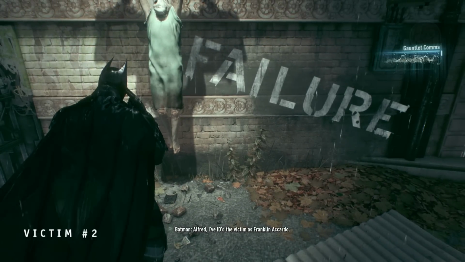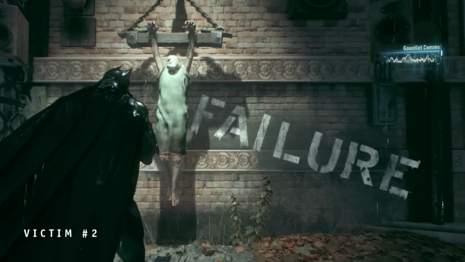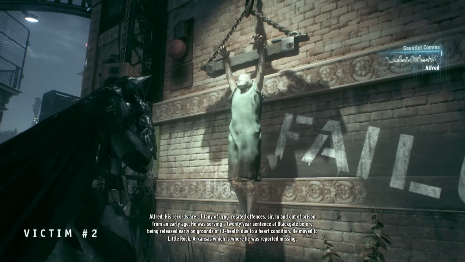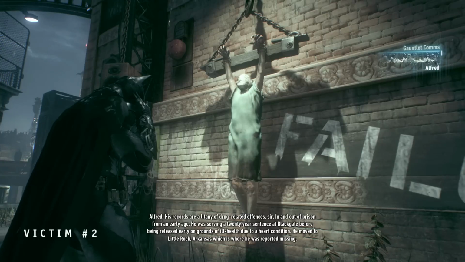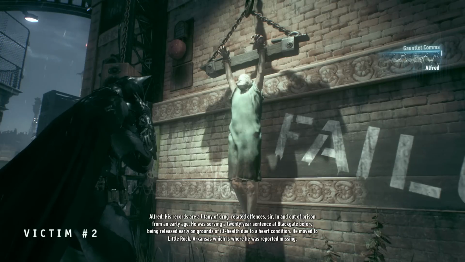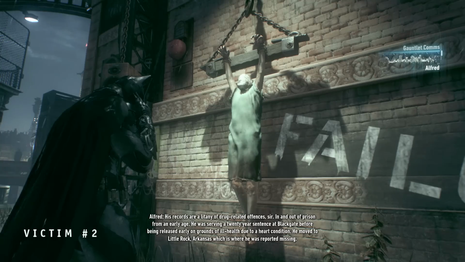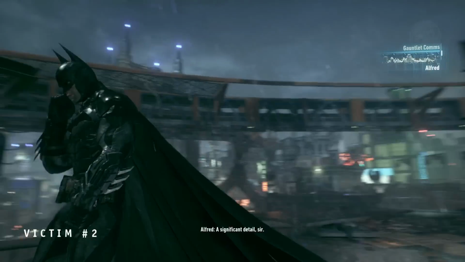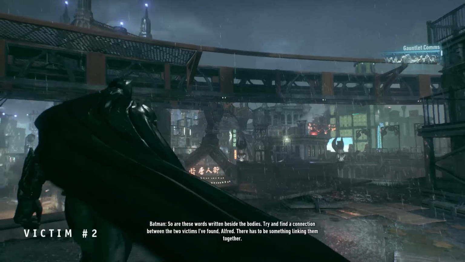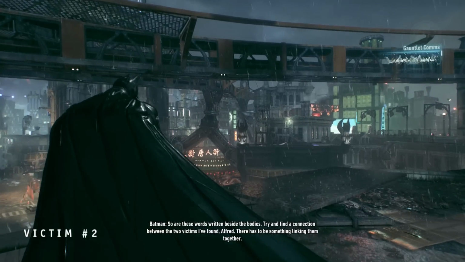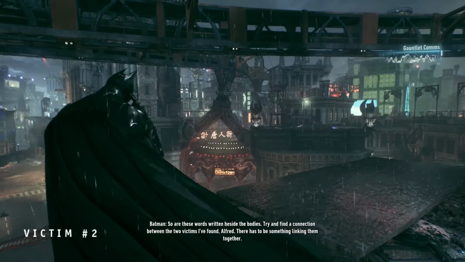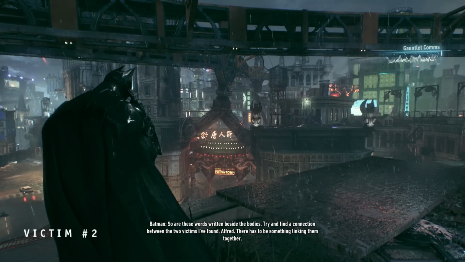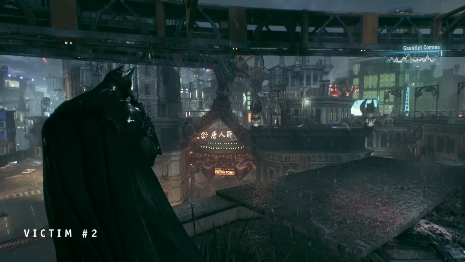Alfred, I've ID'd the victim as Franklin Accardo. His records are a litany of drug-related offenses, sir. In and out of prison from an early age. He was serving a 20-year sentence at Blackgate before being released early on grounds of ill health due to a heart condition. He moved to Little Rock, Arkansas, which is where he was reported missing. Another person taken from outside the Gotham area. A significant detail, sir. So are these words written beside the bodies. Try and find a connection between the two victims I've found, Alfred. There has to be something linking them together. I'll try my best, sir.